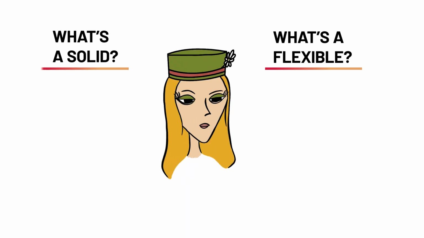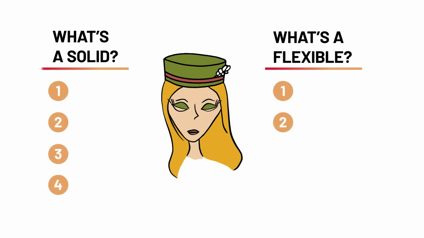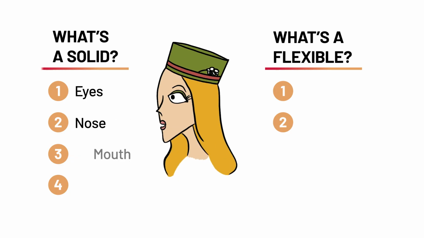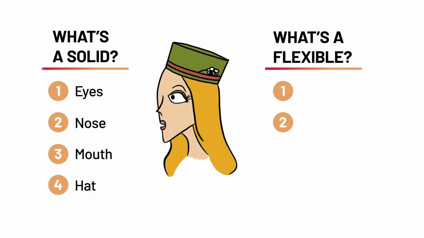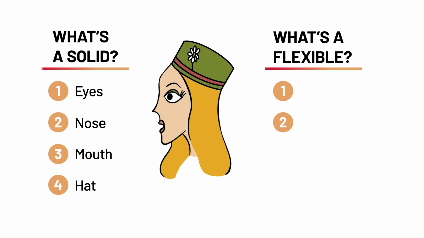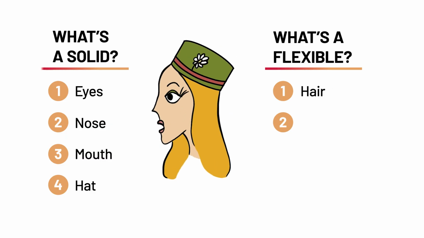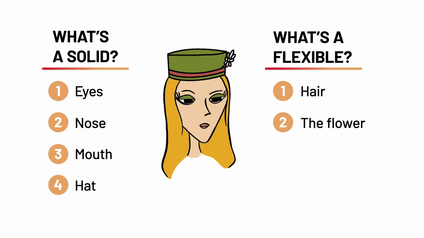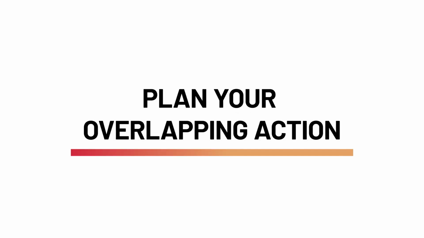In my head turn, there are 4 solids and 2 flexibles. There's the eyes, the nose, the mouth, and her hat. Because this hat is made out of inflexible material, it is going to stay securely unless a big gust of wind comes and blows it off. And for the flexibles, in my case, I have 2. I have the most obvious one, which is her hair, and I have a flower in the hat. And it's on these flexibles where you have to start planning your overlapping action.